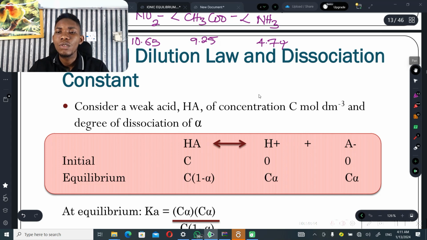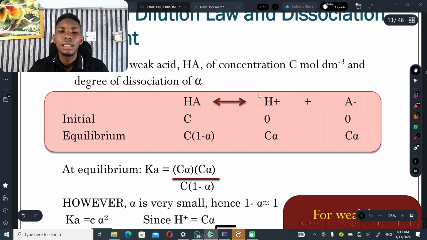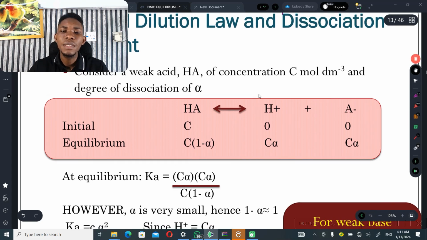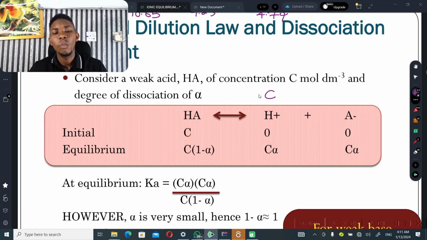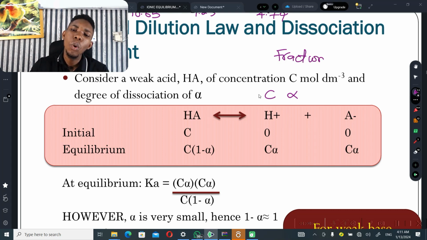Now, I really want to explain something here for you all to understand. If C is the concentration of a particular compound, the degree of dissociation is represented with what? Alpha. Now alpha can be considered as the fraction of the whole that dissociated. When we talk about the fraction of the whole, that means if you have the whole compound, what fraction of it dissociated? Is that okay?